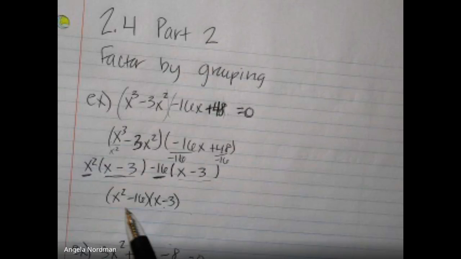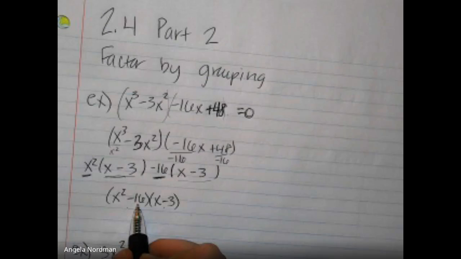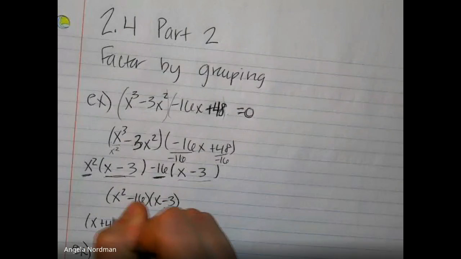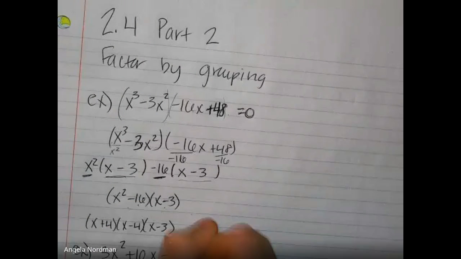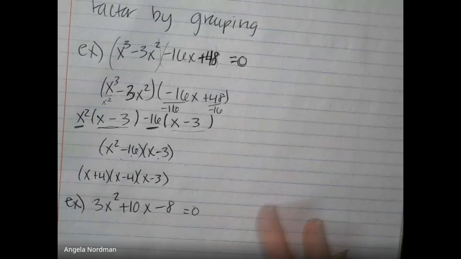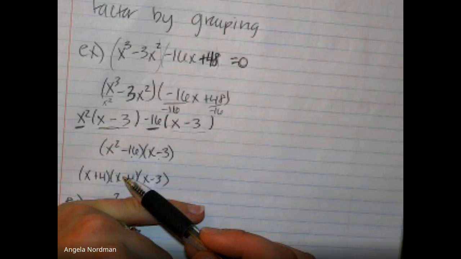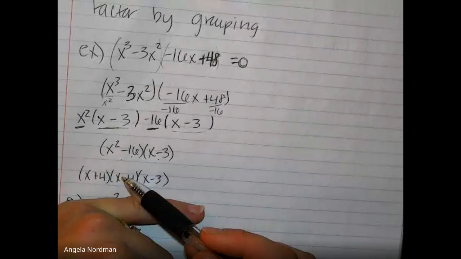This is a difference of squares. Square root of 16 is 4. So it becomes x plus 4 times x minus 4. And then we bring down the x minus 3 as well. Okay. This is again a different one. Factoring with difference of squares right here should be something you're comfortable with from chapter 1. If you're not, go back and watch that video. This would be your final answer.